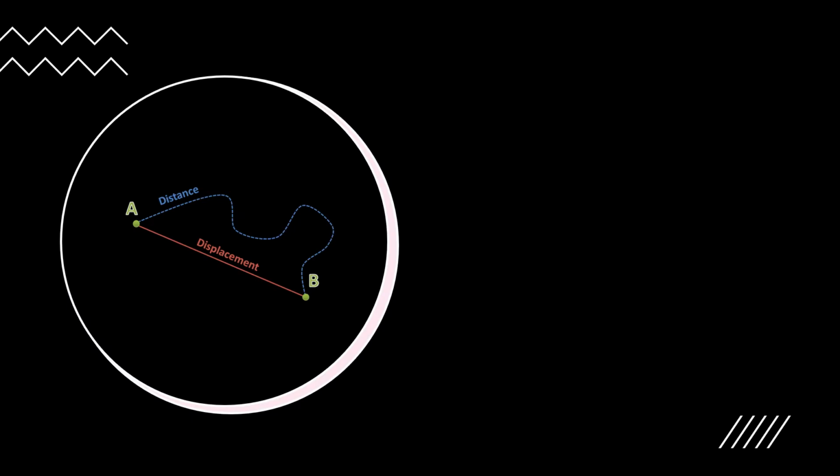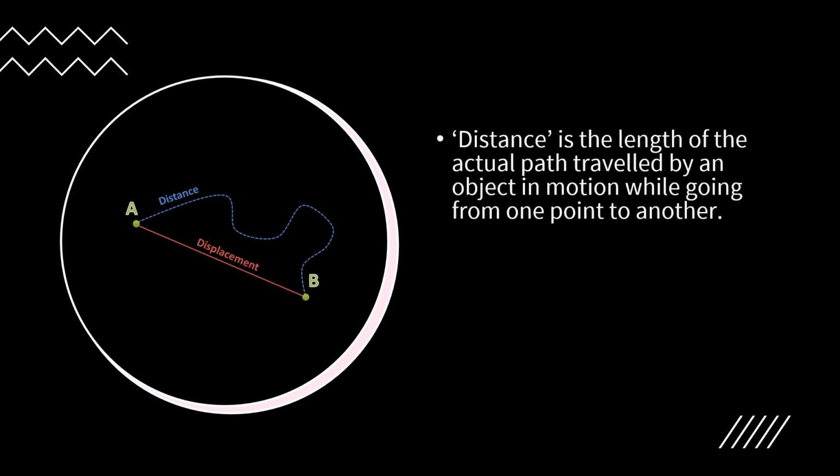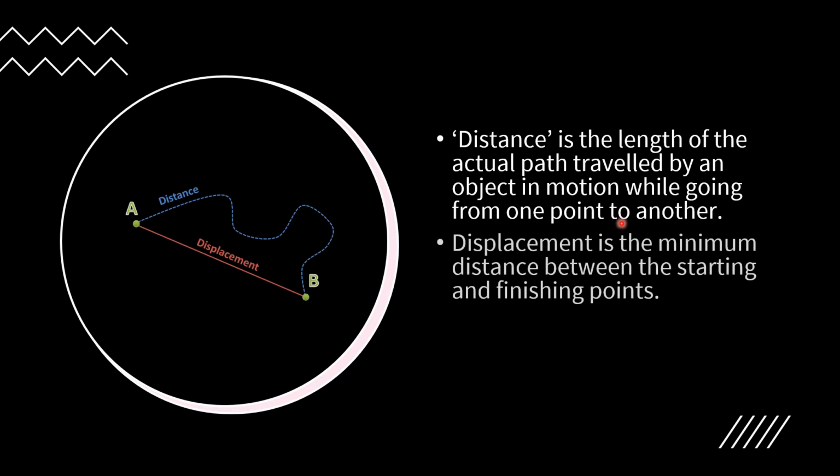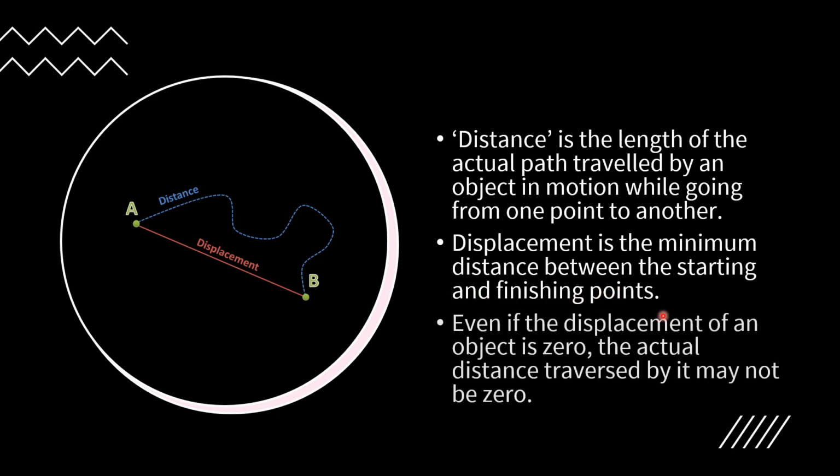From the above examples, we clearly understand that distance is the length of the actual path traveled by an object in motion while going from one point to another, where displacement is the minimum distance between the starting and finishing points. If you see, children, the displacement of an object can be zero, that we will see in the coming slides how it happens, but the actual distance cannot be zero at all.